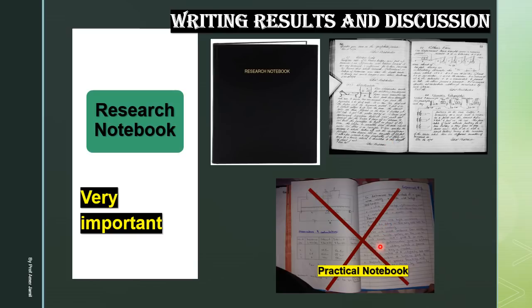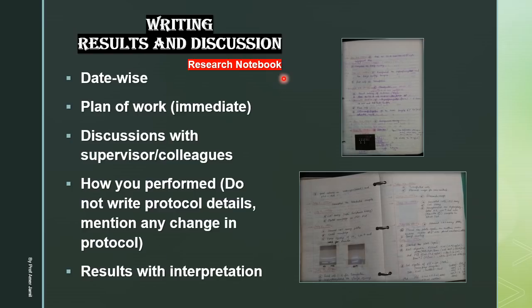In the practical notebook, you are performing an experiment for which you know the results, and it is just for training purposes. You give your observations on one side and write it down like that on the other side. But for the research notebook, you give the date-wise data, and you give the plan of work for every experiment, the immediate plan of work. You also write down the discussions with your supervisor and colleagues with reference to this plan of work or experiment you want to do.